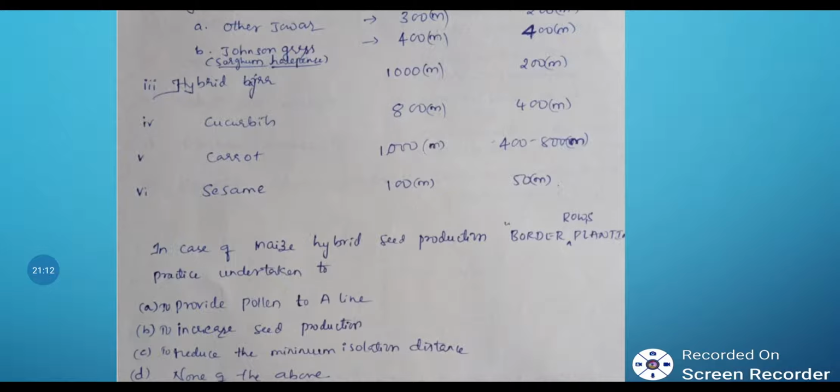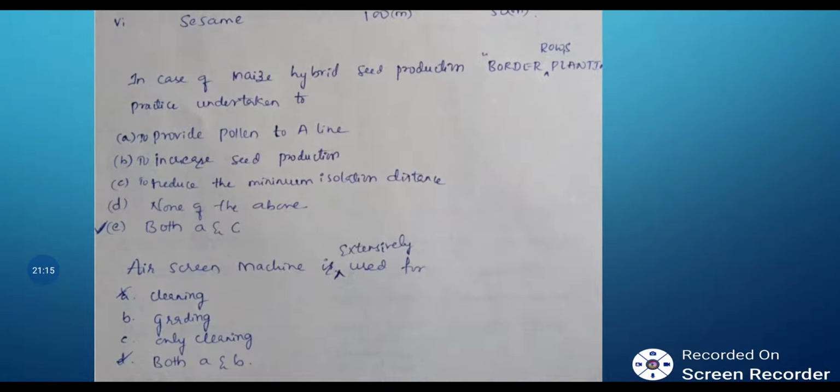Next question is, in case of maize, hybrid seed production, border rows planting practice undertaken to. Means here the emphasis is given on the need of border rows planting in hybrid seed production. The answer is, it provides pollen to A line and it reduces the minimum isolation distance. It is very important. The border rows or planting border rows at the end is the main motto or main reason for providing pollen to A line. A line means that is male sterile or female line.